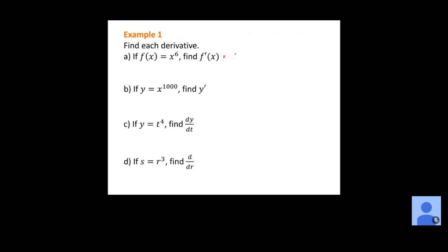Good, right? So we bring the 6 out front, keep the x, subtract 1 from the exponent. That's going to give us 6x to the 5th power. That's it. That's all you got to do. Any questions on that one?